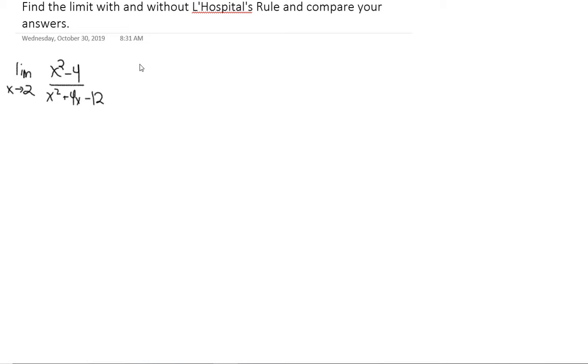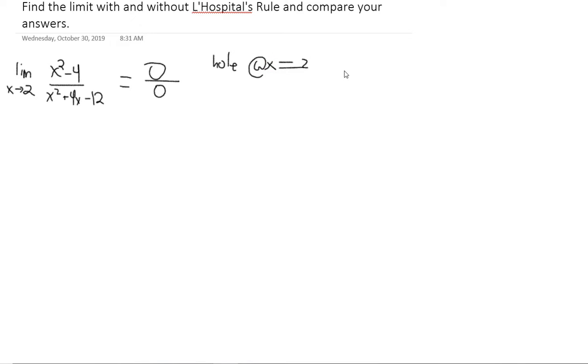So we'll get 2 squared minus 4, that's 0 on top, over 2 squared plus 4 times 2. So that right there, 4 plus 8, 12, minus 12, 0. So we have 0 over 0. And so what that means is that there's a hole at x equals 2. x equals 2.